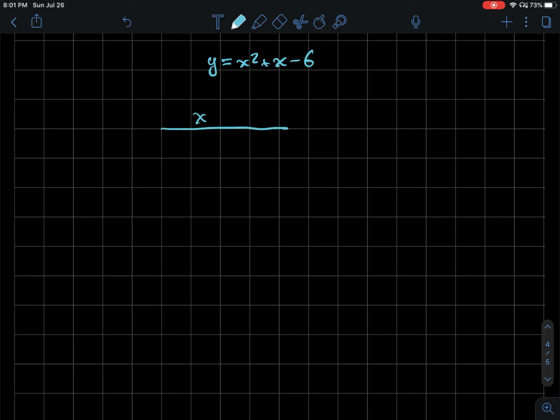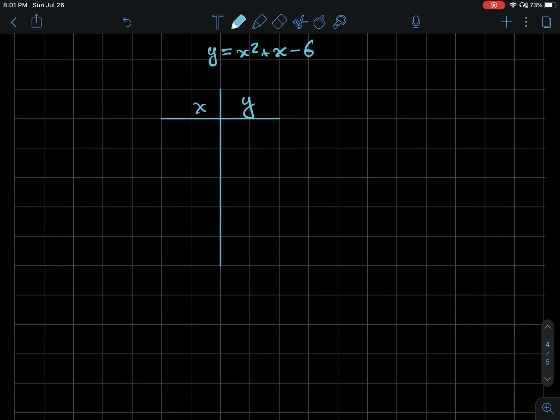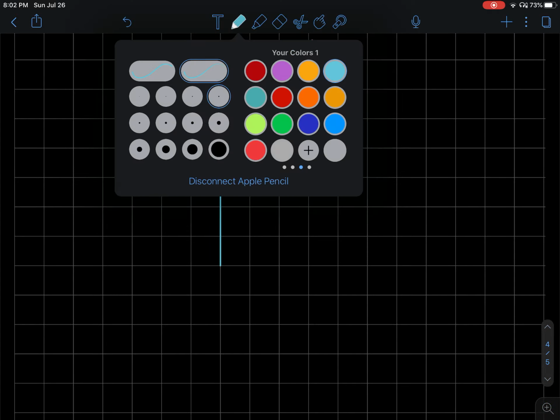Let me draw out that table to show you what it really is. It's basically two columns, with the left one being x and the right one being y. Now, the use of this table is to create a bunch of x values and plug them into the equation and get out the y values. Let me use an example.